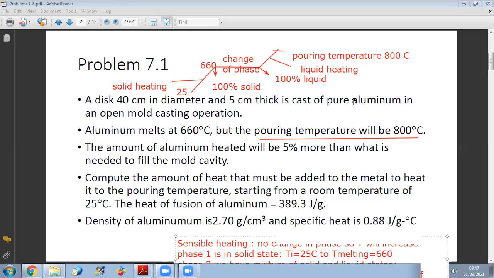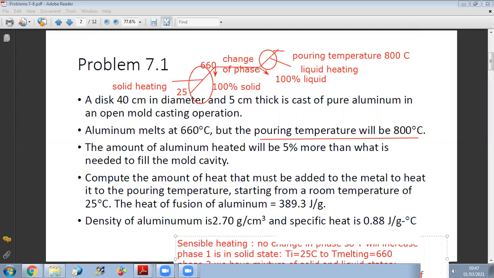Now, concerning the total amount of heat, all I have to do is add these 3 amounts of heat. I should calculate sensible heating during the solid phase, latent heat during the change of phase, plus liquid heating, which is a sensible heat. Now, sometimes I can calculate heating for both stages, solid heating and liquid heating, in one step. And you will see why.